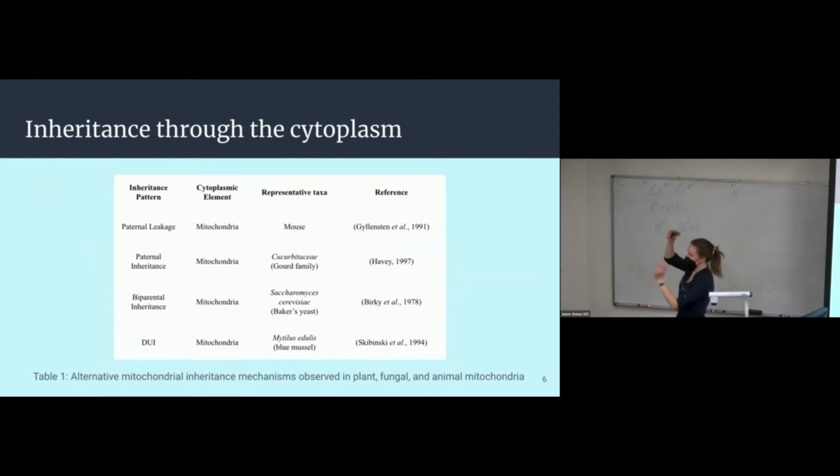This is a table from my paper that's under review, just showing a few different species that have some alternative inheritance mechanisms. That means they're non-uniparental. Uniparental is seen as the norm. But anywhere that you look for it, you kind of find this divergence. So here we have the mouse, paternal linkage, a small percentage of paternal inheritance, the opposite of maternal inheritance, right? And then biparental inheritance.